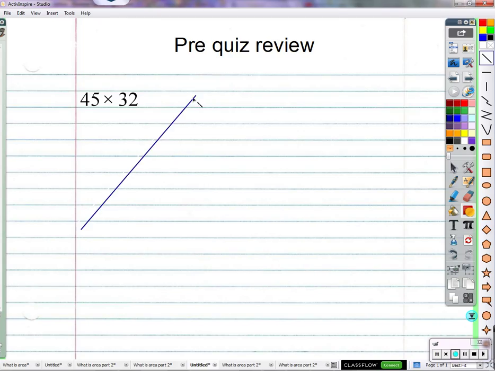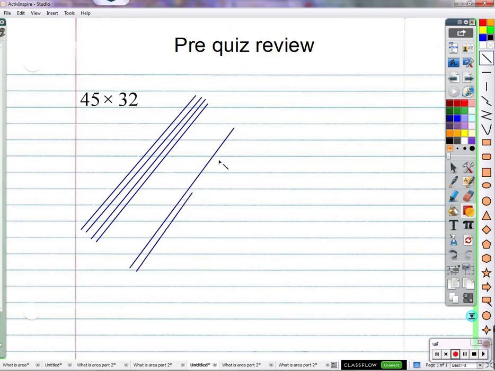So we start with 45. From left to right, we go 4. We make 4, 6, and then we make 5, 6, because it's 45. Oh my god, I'm stupid. Sorry, guys. Forgot I'm really doing this. 45, okay. That's how we're representing 45. That's the first part, from left to right. Left to right.